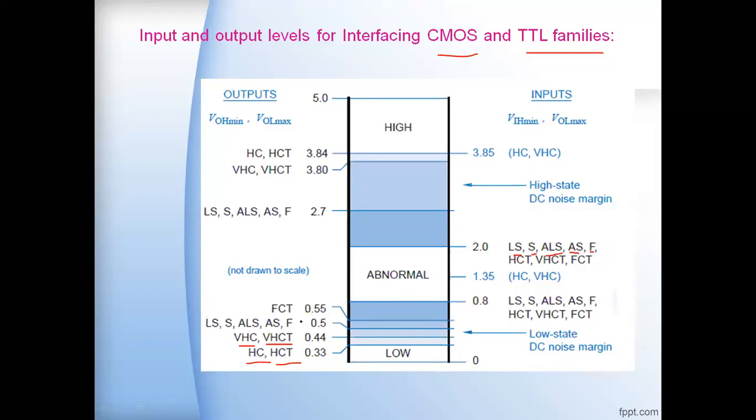And we have the other, the FCT, fast CMOS, here it is. FCT, fast CMOS TTL compatible. So this diagram alone covers the CMOS as well as the TTL logic families voltage logic levels here. You can see the voltage logic levels: VOH minimum, VOL maximum, VIH minimum, VIL maximum.